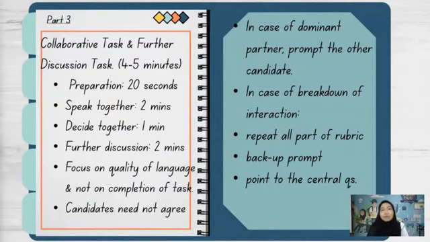Still cannot talk? Use the backup prompt. Okay, try to use the backup. Remember, you cannot rephrase, so you must use the one given in the frame. Still can you point? Use your gestures to point to the central question or the written prompt.